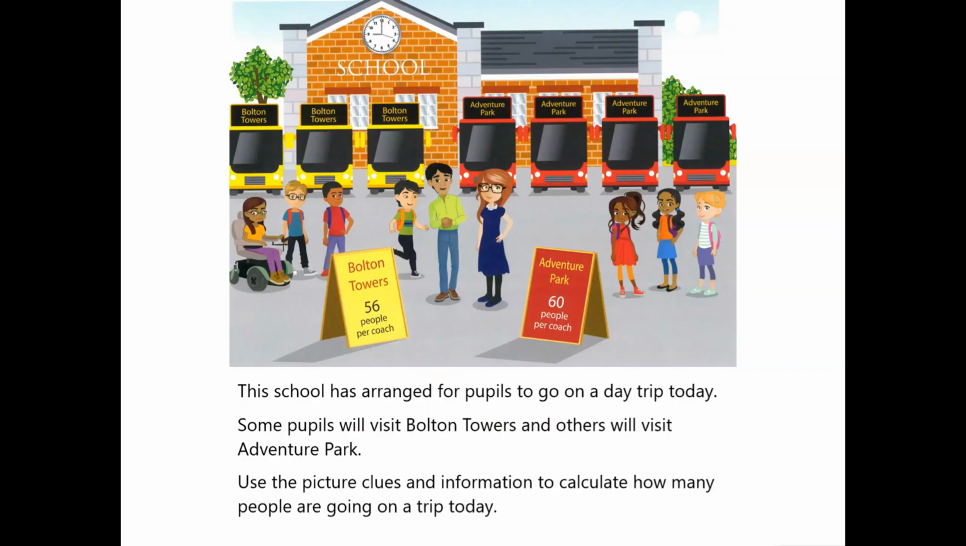Step 1 in solving any word problem is actually to read the problem carefully and look for clues. This school has arranged for pupils to go on a day trip today. Lucky them. Some pupils will visit Bolton Towers and others will visit Adventure Park. Use the picture clues and information to calculate how many people are going on a trip today. Well, I can see buses and I can see placards telling me how many people go on each bus.